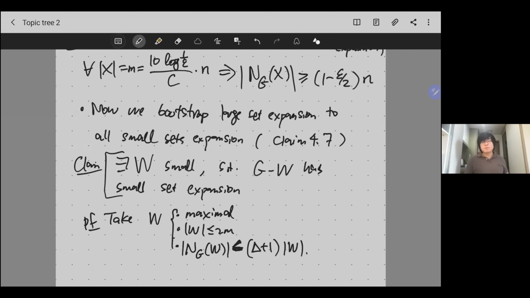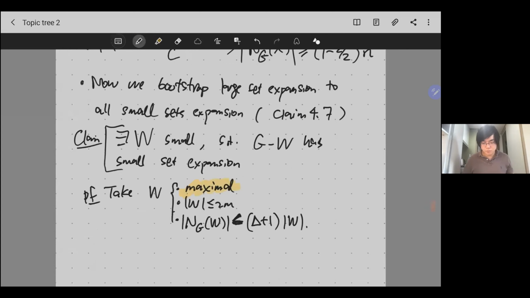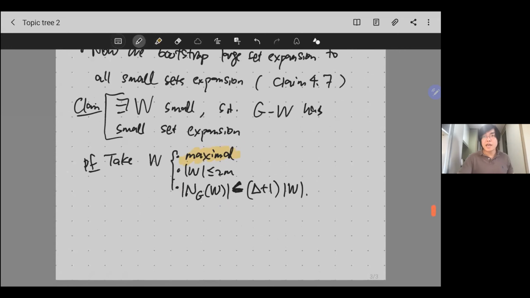Okay, then we claim that G minus W must have small set expansion. In a nutshell, the reason is that if G minus W, after removing these poorly expanding sets, the remaining graph does not have small set expansion, that means you can find a small set that expands poorly. Then combining this small set together with W gives you a larger set under inclusion that expands poorly. That contradicts our choice that W is maximal, right? So let's quickly see this proof and jump to the next topic.